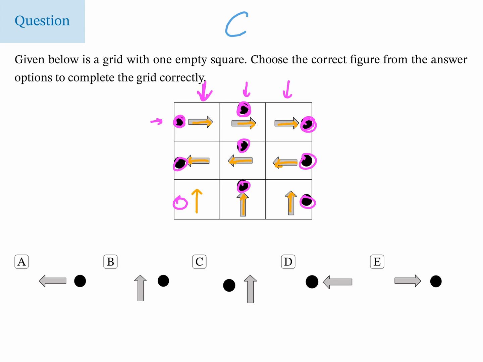So what we're looking for is an answer option with an upward pointing arrow that's gray and a circle that is black to its left. And that is indeed answer option C, as you all identified. So well done to those of you that said answer option C. Let's quickly take a look at some of the things to look out for when we're answering complete the grid style questions.